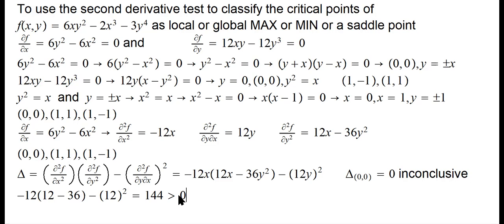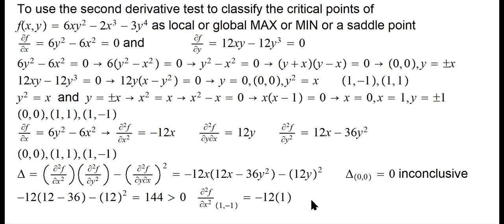So this tells us that we can do further investigation. Let's just see what this value is at 1, negative 1. Okay, if we compute this value at 1, negative 1, how much is it? This will become negative 12 times 1, right? And that is simply going to give us negative 12, which is less than 0. So we are going to get a relative max here.